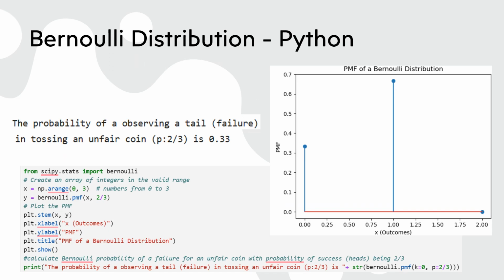Here you can see how we can use Python to calculate Bernoulli PMFs and visualize them. We can use the Bernoulli function to model a Bernoulli distribution. Here as an example, I have calculated the probability of observing a tail on an unfair coin which has a probability of 2/3 in heads in the last line of the script. You can also see how to use Python to visualize Bernoulli distributions.